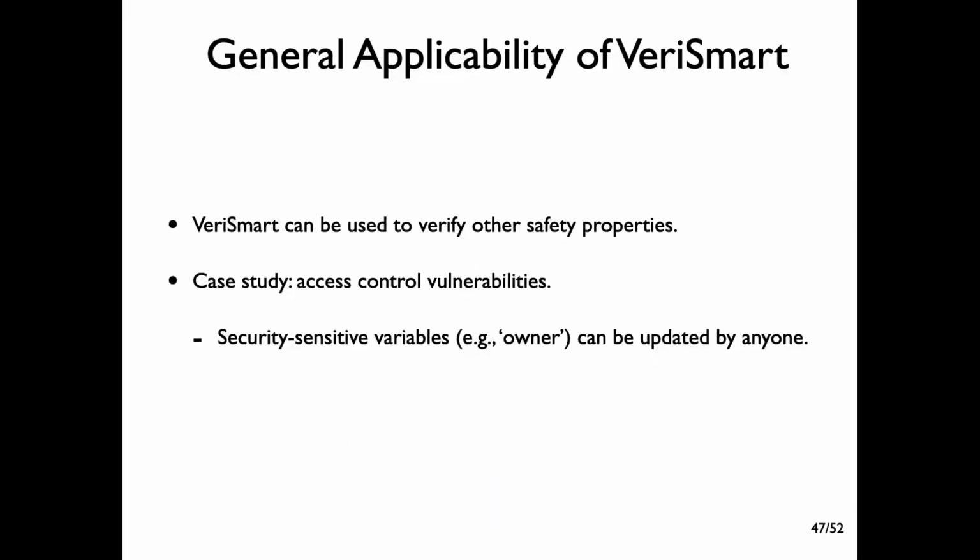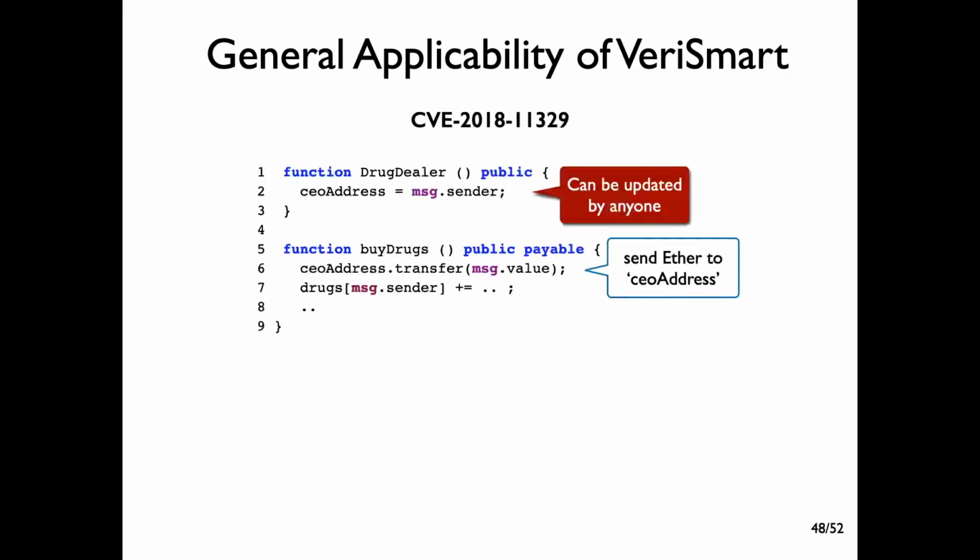To show that VeriSmart can be used to verify other safety properties beyond the arithmetic safety, we conducted a case study on analyzing access control vulnerabilities. Specifically, we considered a scenario where security-sensitive variables can be updated by anyone without restrictions. For example, consider this code snippet. At line 6, we can see that the CEO address is the beneficiary of either. The problematic part is the line 2, where the beneficiary address can be taken by anyone.